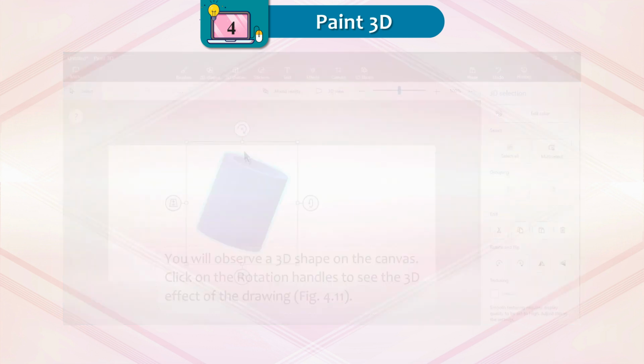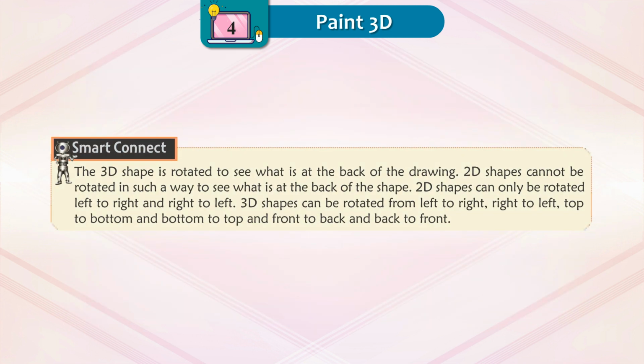Figure 4.11. Smart Connect. The 3D shape is rotated to see what is at the back of the drawing. 2D shapes cannot be rotated in such a way to see what is at the back of the shape. 2D shapes can only be rotated left to right and right to left. 3D shapes can be rotated from left to right, right to left, top to bottom, bottom to top, front to back, and back to front.